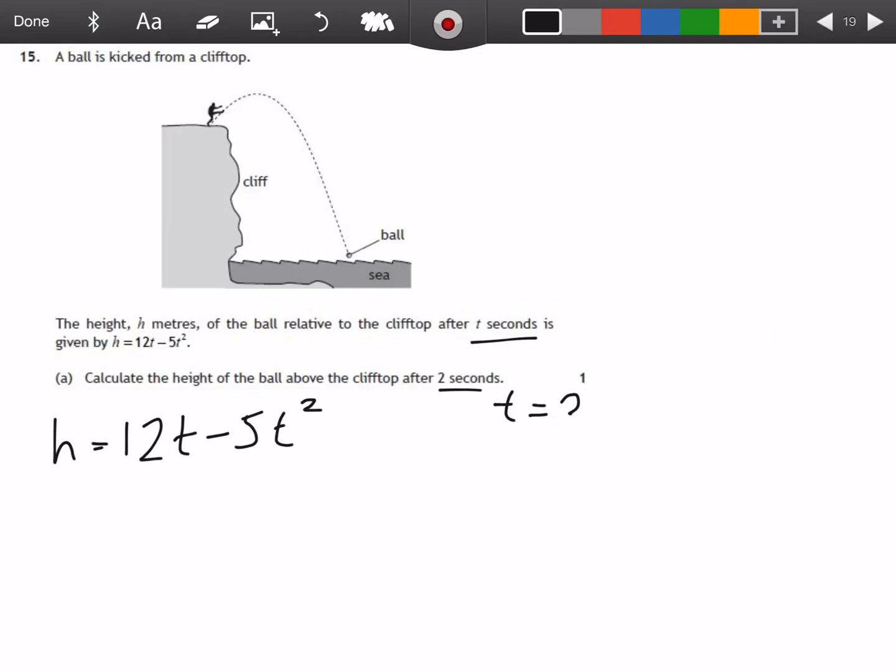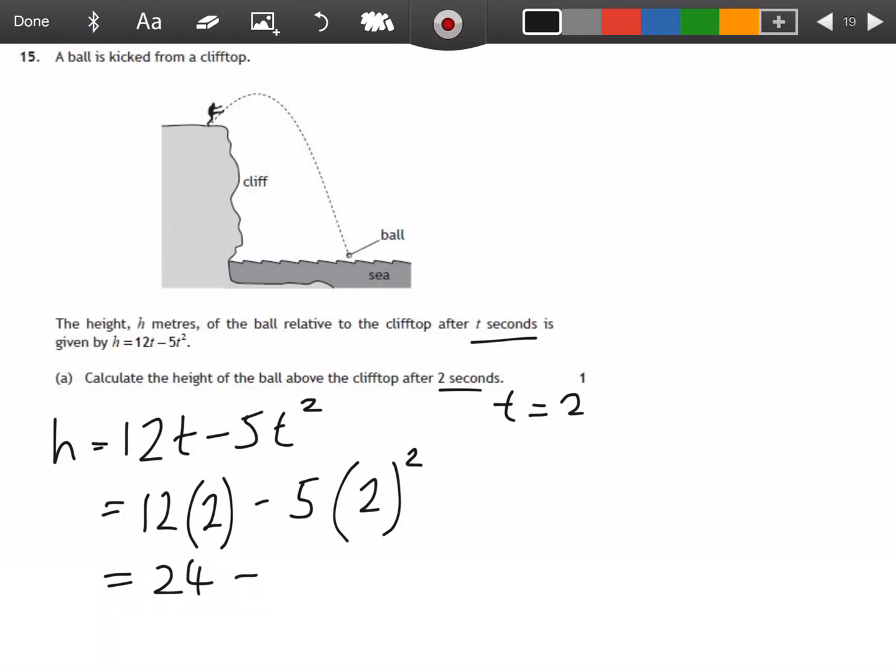So we're just going to sub in the number 2. 12t, 12 2's, take away 5, 2 squareds. 24. Remember 5t squared means 5 times whatever t squared is. 2 squared is 4. So what we've got here is 24, take away 20, which is 4. 4 what? Calculate the height is in meters. 4 meters.